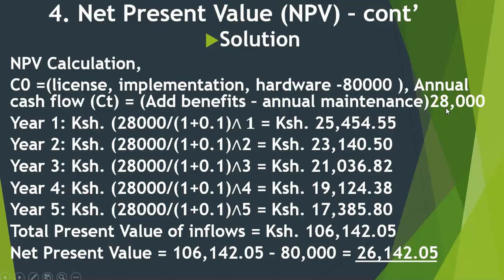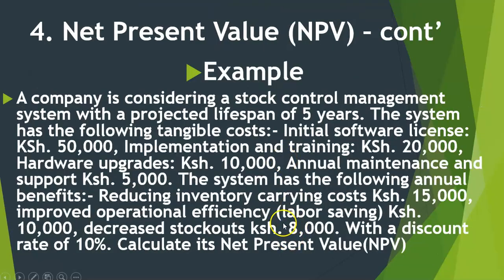Let me just show you how that was arrived at. Look at the annual maintenance fee, it is this much. But what are the benefits? The system has the following annual benefits. Because those others will be dispensed with once and for all. Reducing the inventory costs by 15,000. Improved operational efficiency, labor saving at 10,000. And then decreased stockouts, Kenya shillings 8,000.